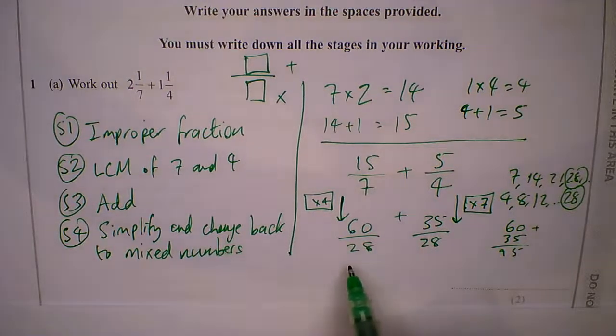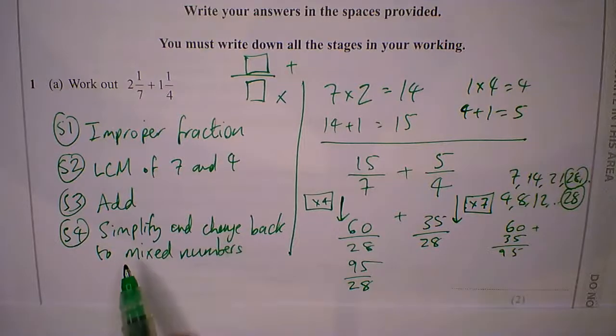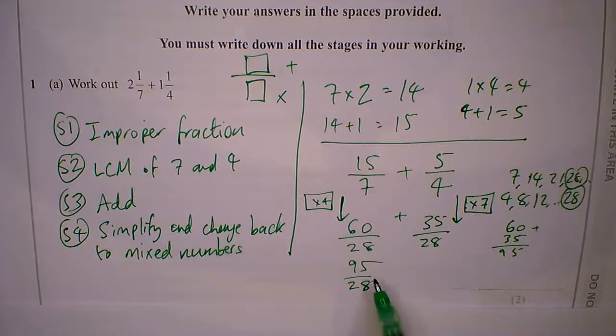So this is now 95 over 28. Now I'm looking for any numbers. So I'm on my step 4 now. Can I simplify this? Are there any numbers that go into 95 and 28? They're not even numbers. It ends in a 5, ends in an 8. So I can't divide by 5. I can't divide by 10 because they don't end in a 0. If I add the digits, can I divide by 3? 9 plus 5 is 14. 3 doesn't go into 14, so I can't do any more.